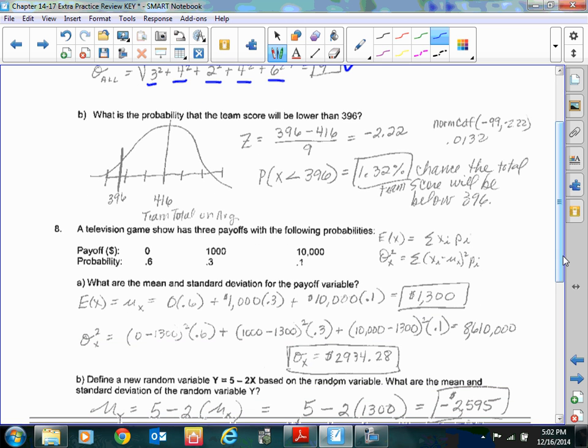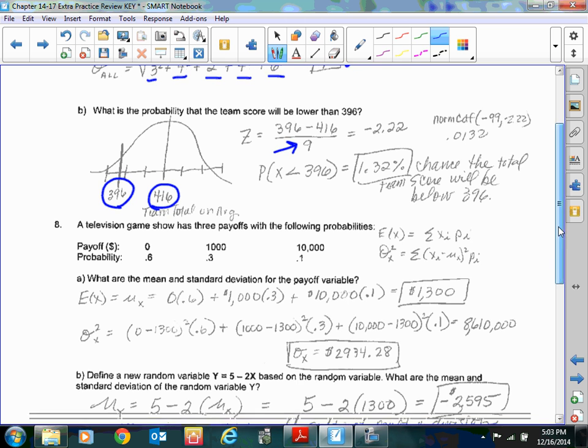And what's the probability that the team score will be lower than 396? So that's your x value. So your mean is 416. Your x value is 396 with the standard deviation from the previous problem. And so you're just calculating the norm CDF from negative 99 to that z-score of negative 2.22.